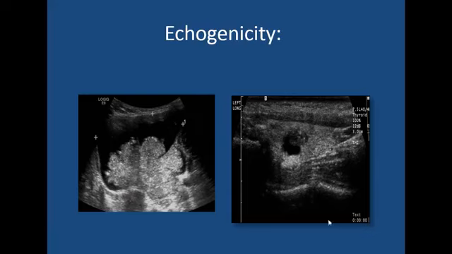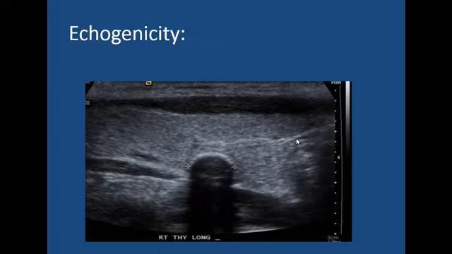So the question will be, when I have a mixed nodule composed of cystic and solid components, I will compare the echogenicity of the solid part to the rest of the thyroid. Here I will compare the echogenicity of the solid, non-calcified part of the solid component to the rest of the thyroid. And when I compare the solid component of the nodule to the thyroid, I will find that I have a hypoechoic nodule.